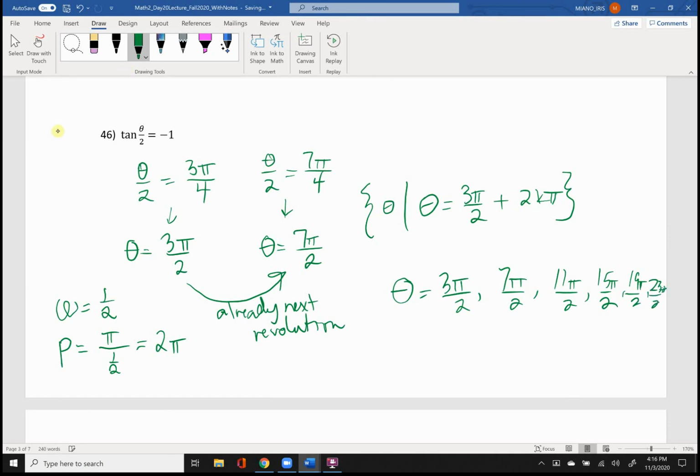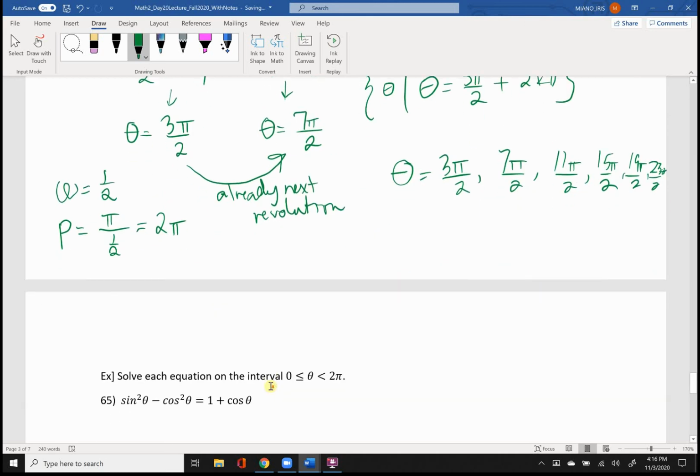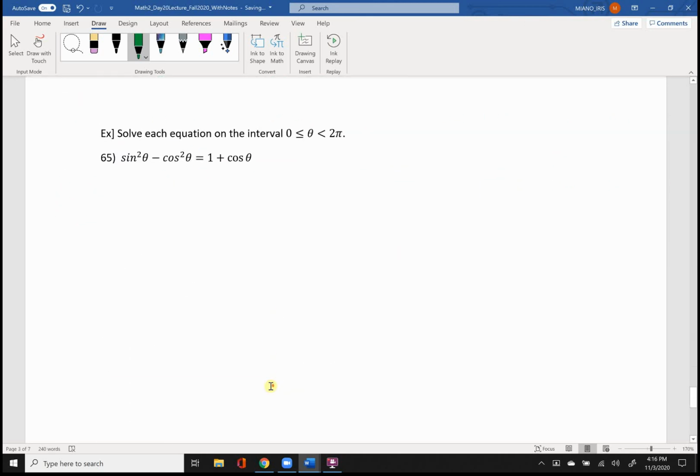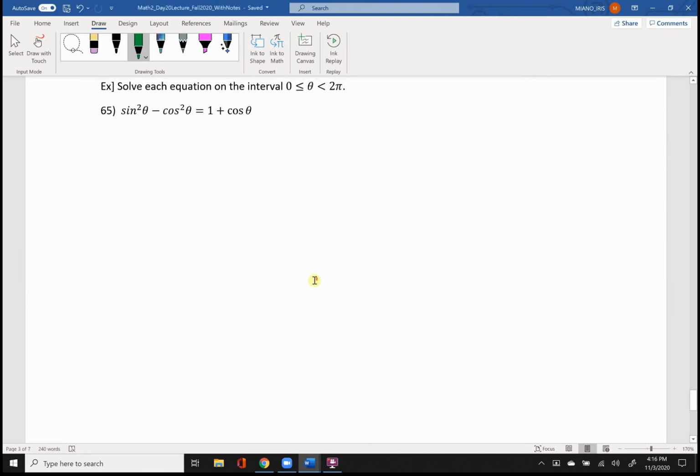Okay, there we go. Great. So those are the only problems that I have of that type. Let's go back to solving equations again over the interval for theta involving just 1 revolution. I'm just going to wrap things up with 2 more examples of this.